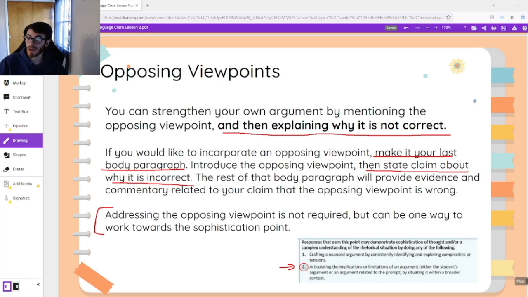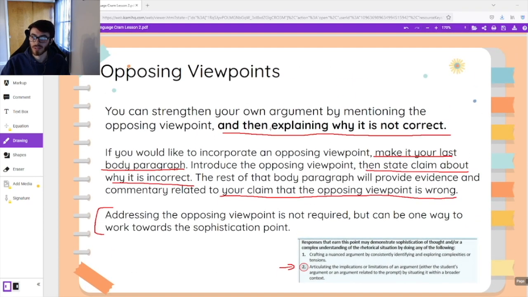And then the rest of that body paragraph will provide evidence and commentary related to your claim that the opposing viewpoint is wrong. So the claim of your body paragraph isn't going to be the opposing viewpoint. Your claim is going to be the opposing viewpoint is wrong. And then all of your evidence and commentary will support that claim. That is, if you choose to include an opposing viewpoint, that is the way to do it.